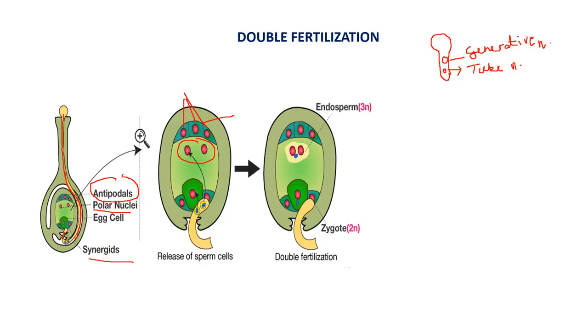Now coming to the male nuclei, right? While coming down through the style, the tube nucleus is making way, and behind the tube nucleus the generative nucleus is coming. Why am I saying nuclei? Because this generative nucleus further divides into two nuclei, right? This is the generative nuclei.